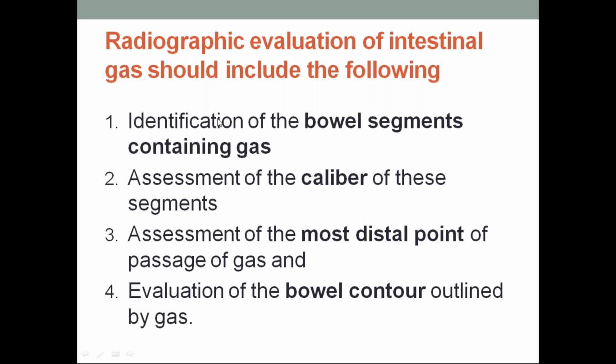First, in those conditions, the identification of bowel segments which contain gas is important. What bowel segments? Small bowel or large bowel, or maybe duodenum or stomach, and these things we have to look at. And assessment of the caliber of these segments: for large bowel, how much is the caliber, for small bowel, how much is the caliber, and for cecum, we have to know the 369 principle.